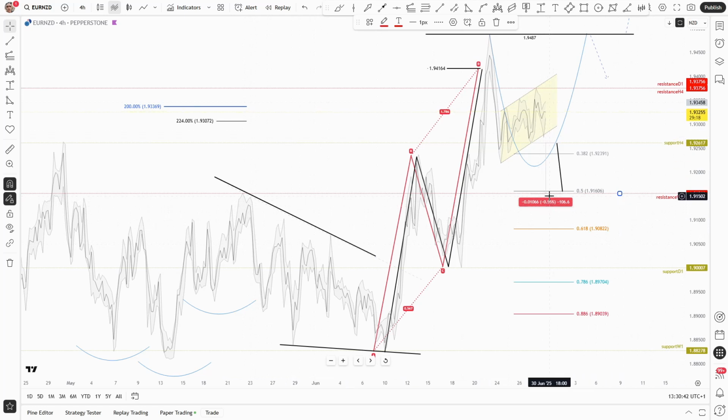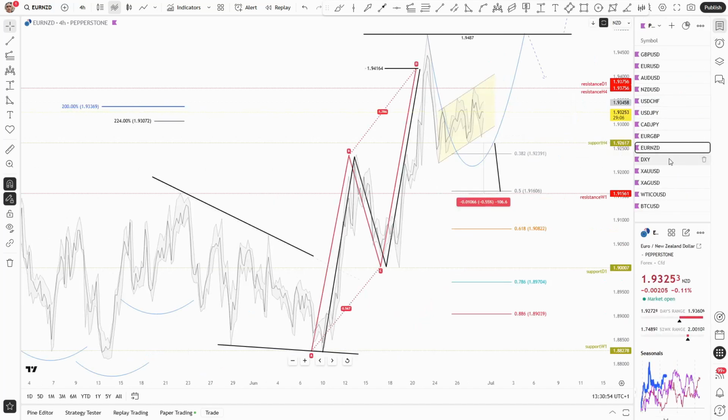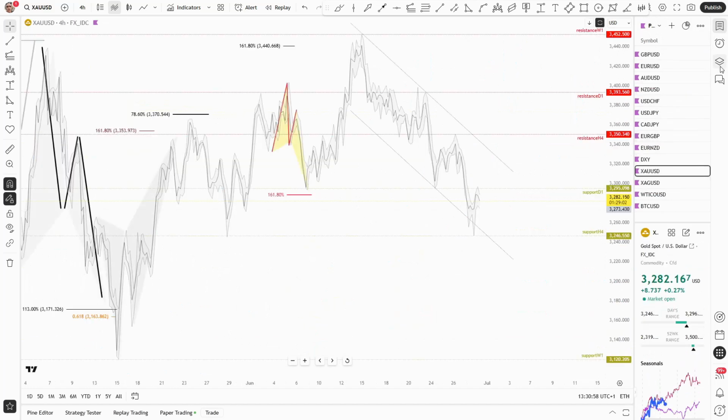So that implies a breakout, or a break below actually, of the fractal support may favor an attack or an approach to this previous resistance level for the euro versus the New Zealand. We already discussed the DXY. Let's jump into the dollar.